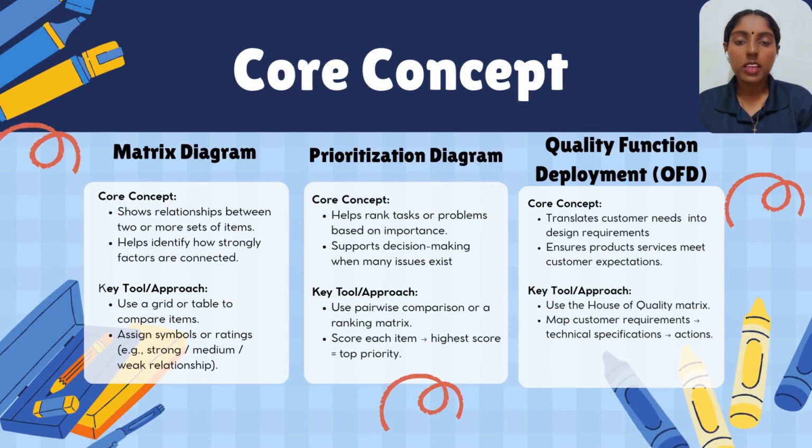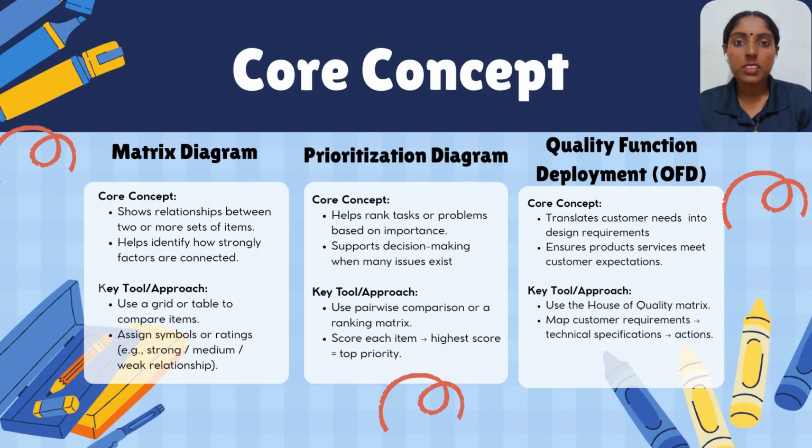I will explain three important quality tools: the matrix diagram, the prioritization diagram, and QFD. First, the matrix diagram. This tool helps us see the relationship between two or more sets of items. It looks like a table that shows whether the relationship is strong, medium, or weak. We use it when we want to understand how different factors are connected.